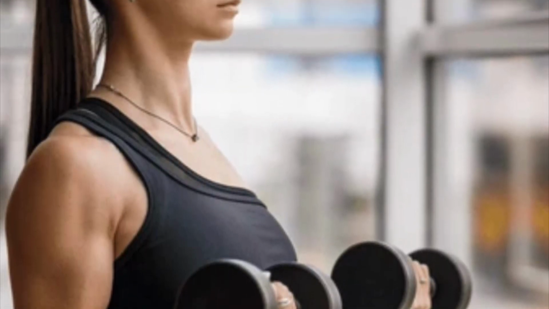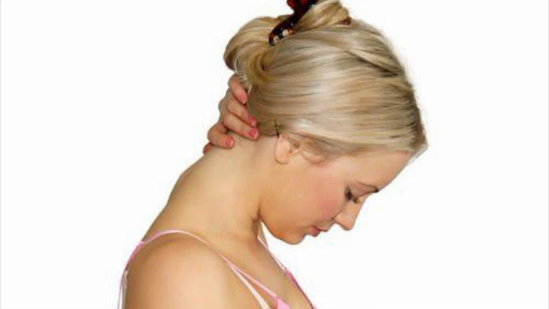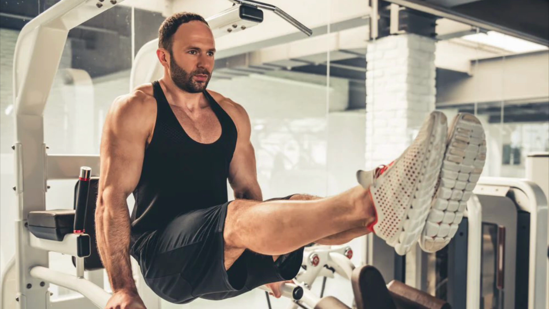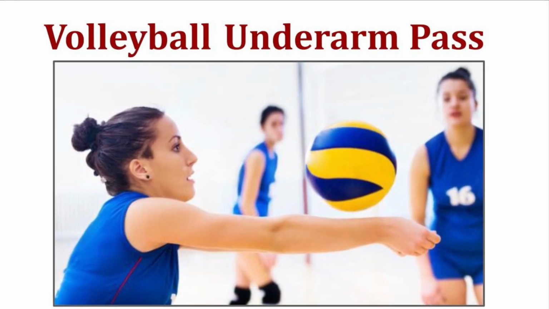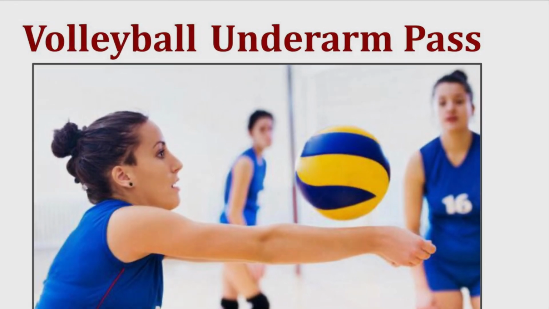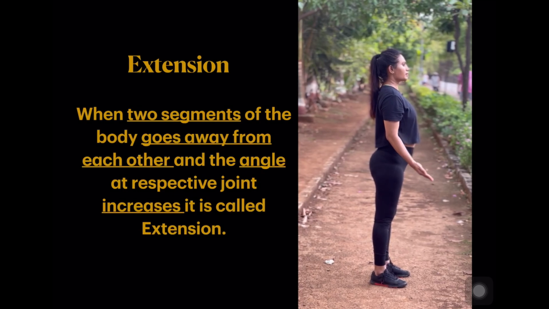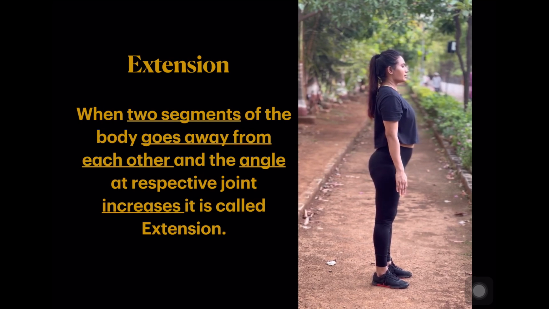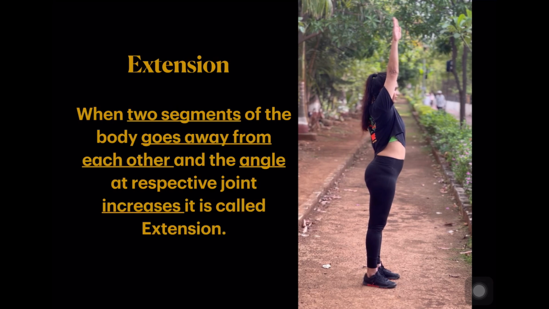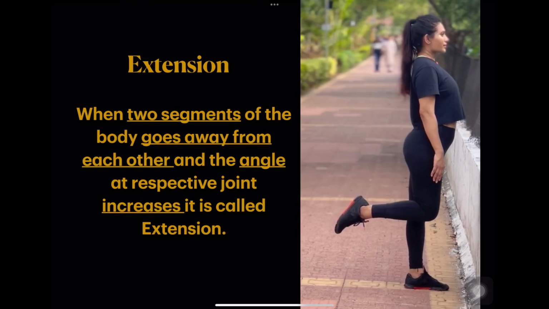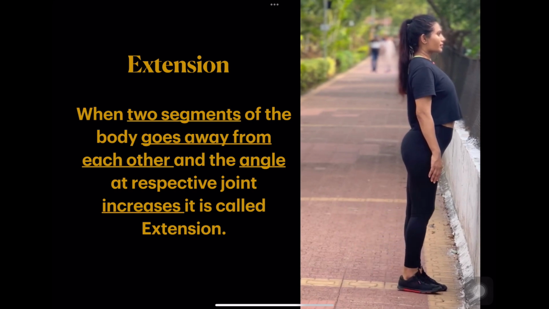Bicep curl, leg curl, neck tuck in, forward bending, leg raises. These are a few typical examples of flexion. Now let's understand what extension is. Extension is a counteraction to flexion. As flexion reduces the angle at the joint, extension increases the angle at the joint. And while doing this, the two segments of the body go away from each other.